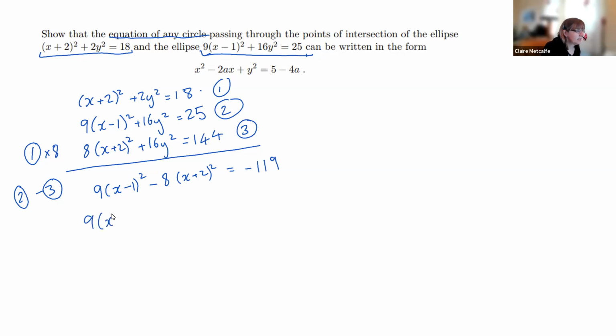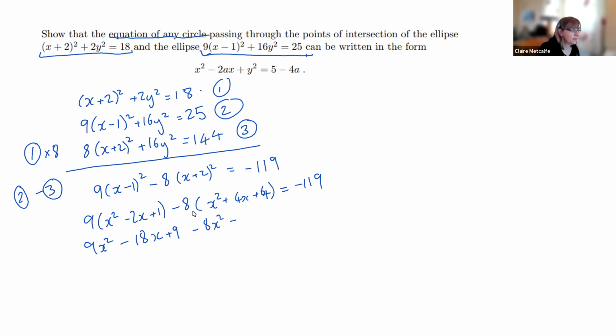Okay, so expanding out the brackets, lots of opportunities to go wrong here. It's meant to be 4. Equals minus 119. So we have 9x squared minus 18x. Another nice thing about doing 2 subtract 3 is it means I'm going to end up with 1x squared. Minus 8x squared minus 8 times 4 is 32. And 8 times 4 is still 32. Equals minus 119.